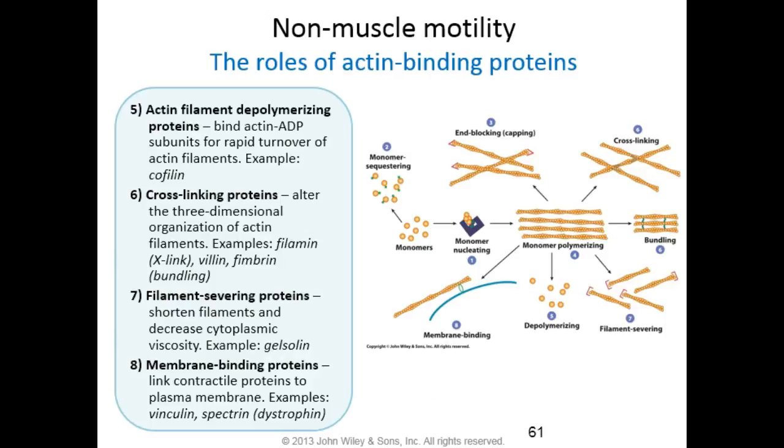Number 7, filament severing proteins. These proteins shorten filaments and decrease cytoplasmic viscosity. An example is gelsolin, which binds to the site of an existing filament and breaks it into 2.